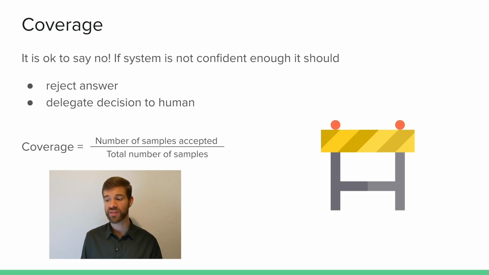So the coverage means the number of samples that the network accepted, where it predicted something, divided by the total number of samples. Ideally, we want this number to be 1. We want all of the samples in our data set to actually be predicted and our network accepting them. But sometimes we might have a network that can say, no, I have no idea what's going on.